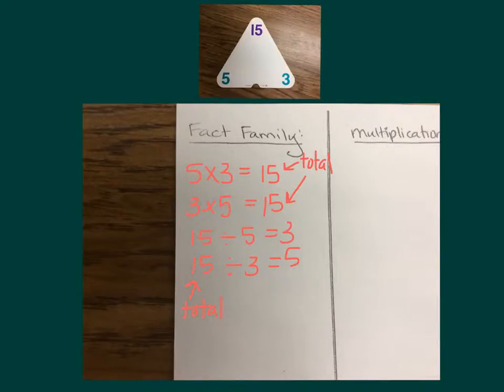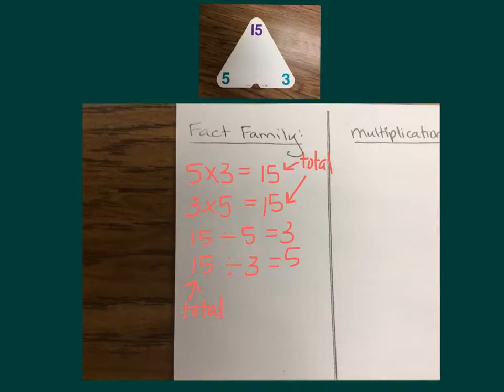The first job in your fact family center is to record the actual fact family. Now with the card that I've pulled, I have a 5, a 3, and a 15. This tells me that 5 times 3 will equal 15, and 15 is going to be my total, so I've made sure to label total. I also know with my commutative property that 3 times 5 will also give me 15, and again 15 is my total, so you can see that it's labeled there.